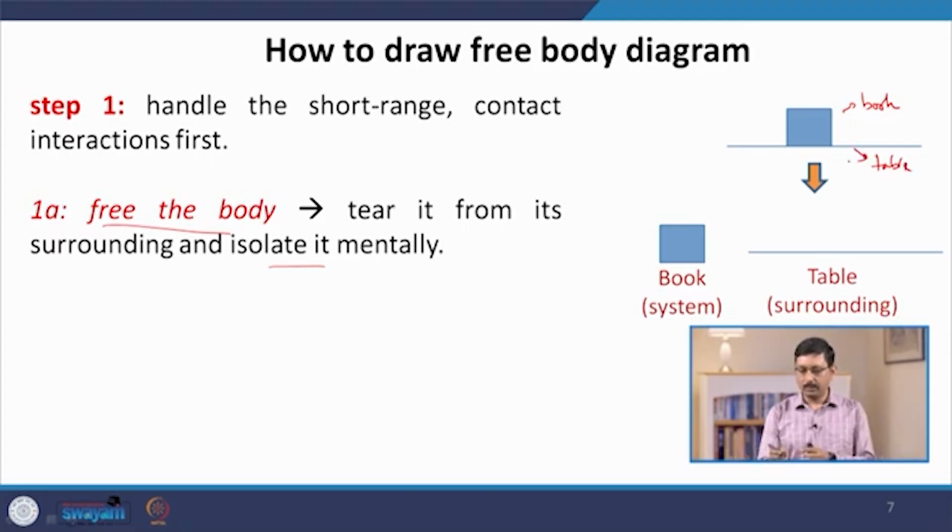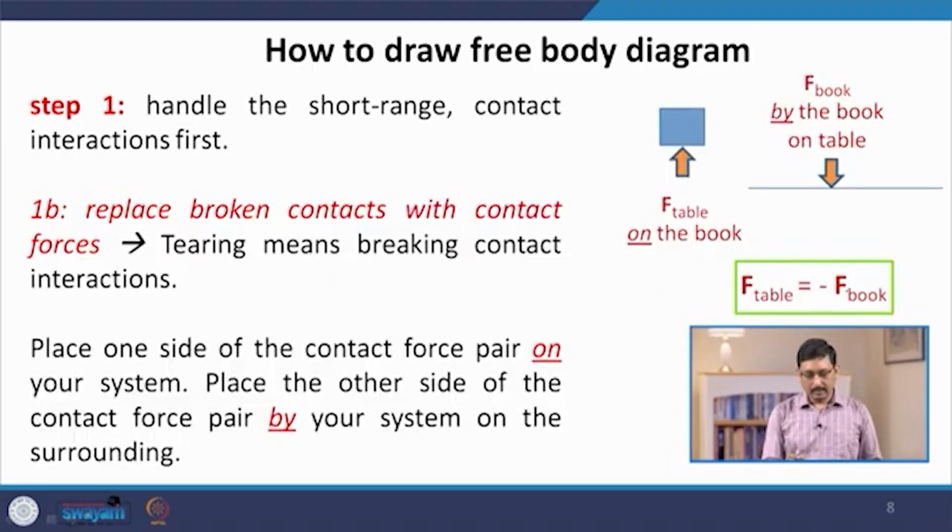Now, you tear the book, isolate it mentally from the table. So, now you separate them. This is my book and I chose it to my table, and this is the table which is part of the surrounding of the book. Then as you tear it, you break contacts.